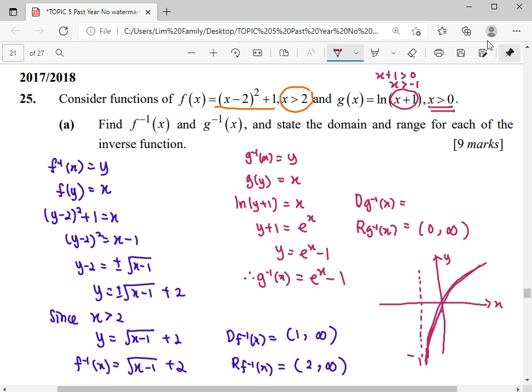So because of the condition here, they said they want to start x greater than 0. Means this part, start from 0. All this part now is not in the concern already. We're not concerned about that. We have to follow the instruction from the question where they ask us start from x equals 0. So my asymptote part and the kaki-kaki kat bawah ni semua sudah jadi tak terlibat. So domain saya akan jadi 0 to infinity.